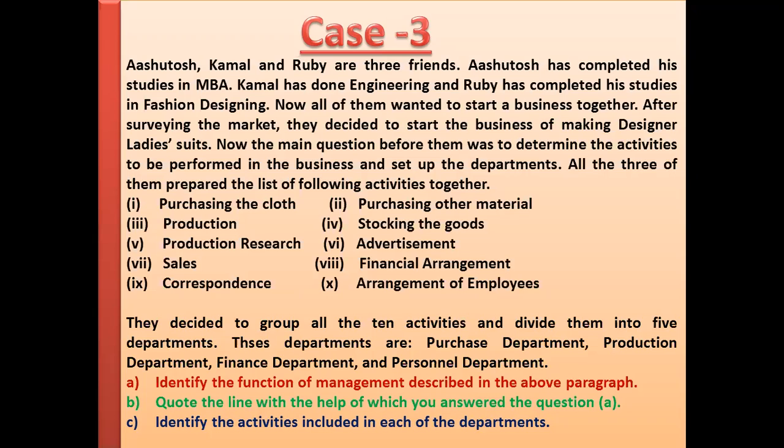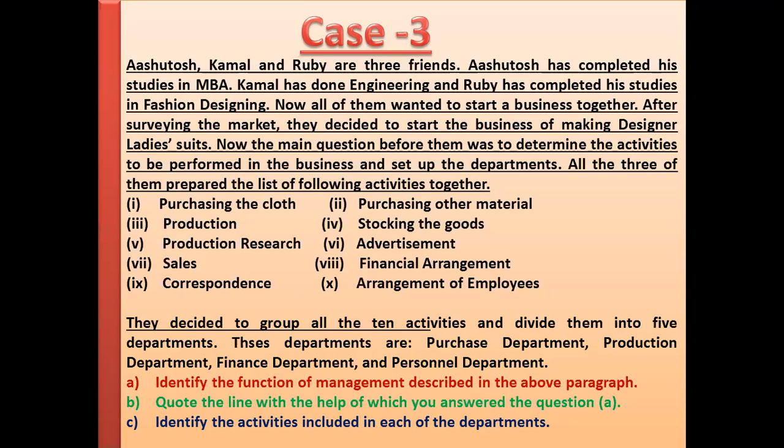And they also decided to group all these activities into different departments. What are these departments? It's the purchase department, production department, finance department, personnel department, and marketing department. So let's find out what the key line is, because we can understand there what the steps are. So we have to identify the key lines first of all.